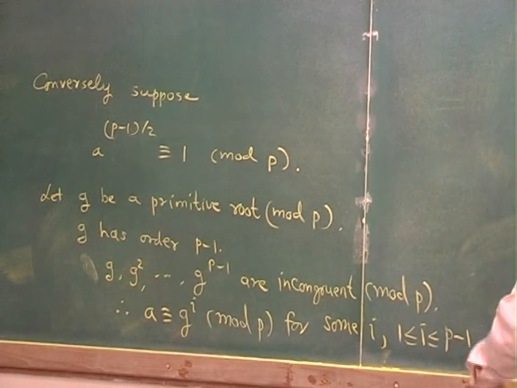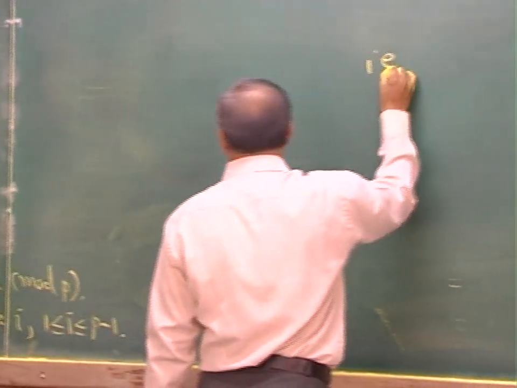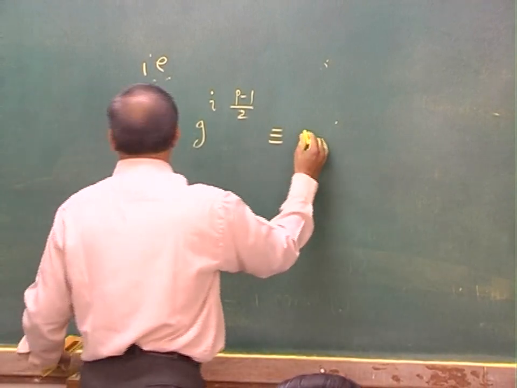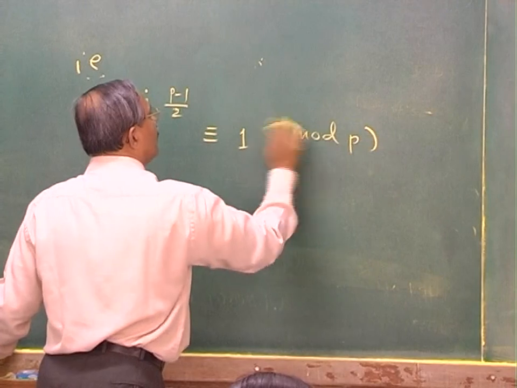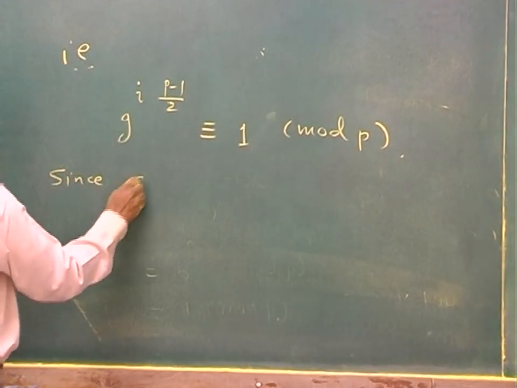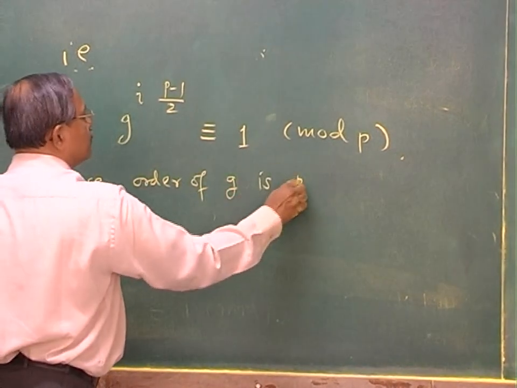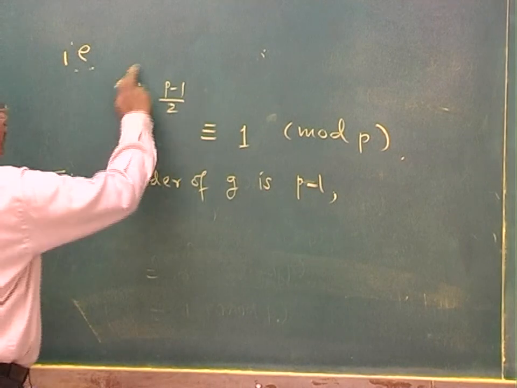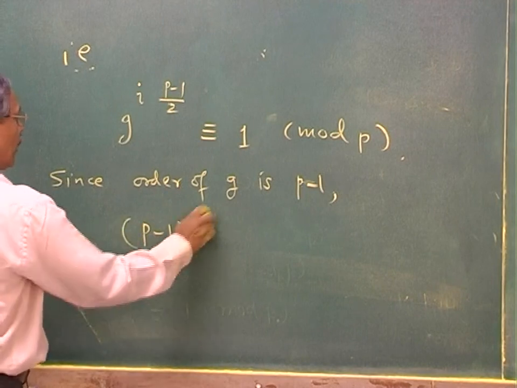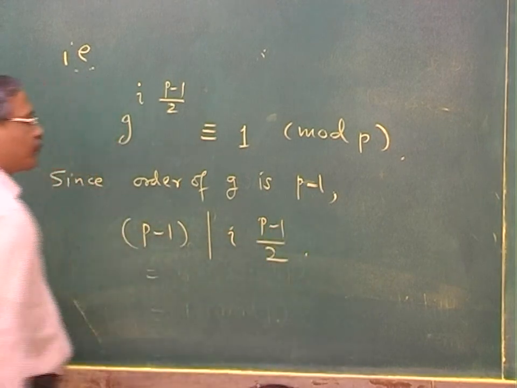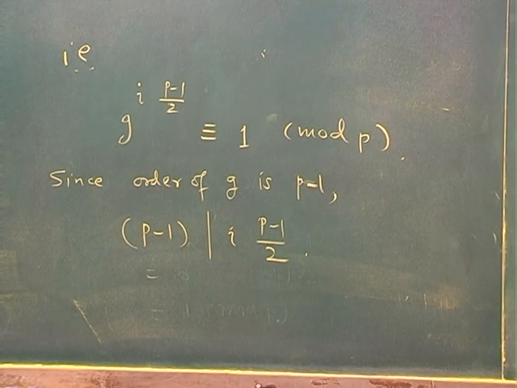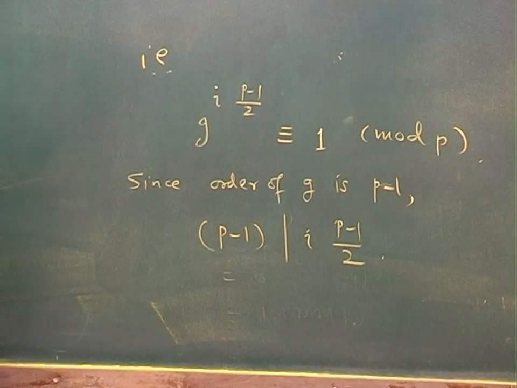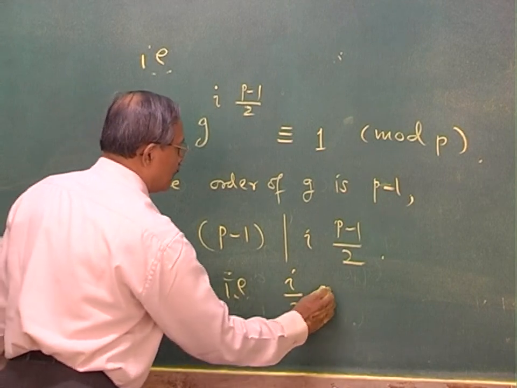Now, substitute that in the previous equation, that is G raised to I times (P minus 1)/2 is congruent to 1 mod P. Since the order of G is P minus 1 and G raised to this number is congruent to 1 mod P, that means the order of G has to divide this number, that is P minus 1 divides I times (P minus 1)/2. Okay. Now this is a multiple of (P minus 1) by I/2. That means I/2 must be an integer.